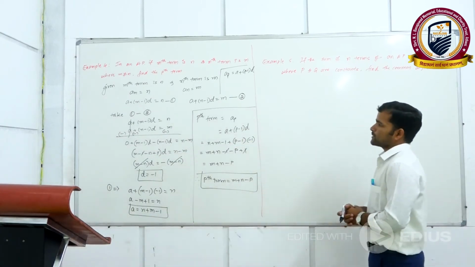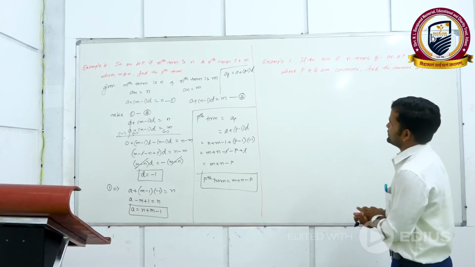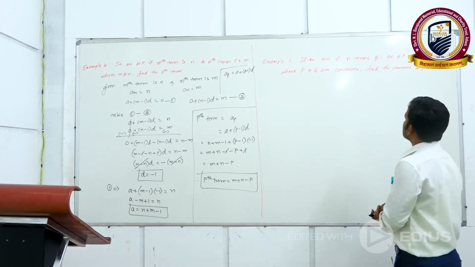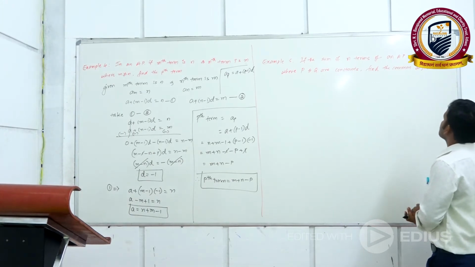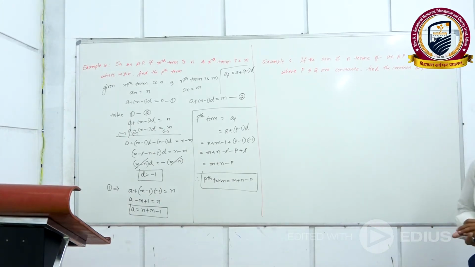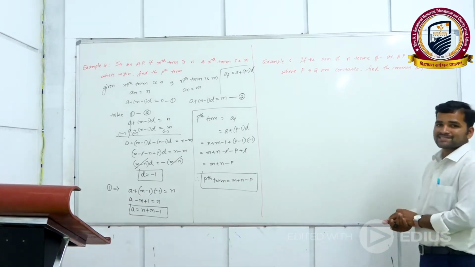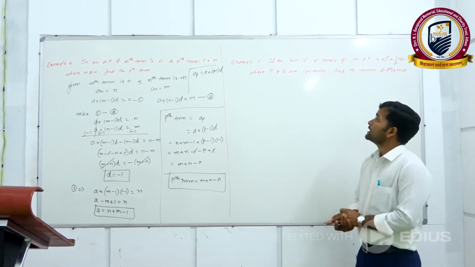That's all about problem number 4. Now problem number 5, example 5. If the sum of n terms of an arithmetic progression is np plus half times n into n minus 1 into q, where p and q are constants, find the common difference. The common difference is really the question.